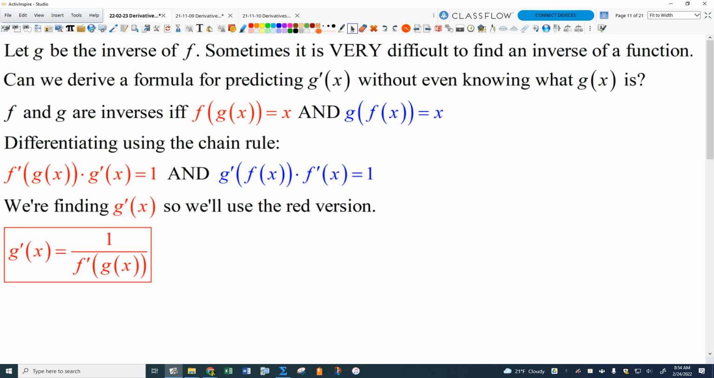If I solve this for g prime of x, our goal here is to know what is the derivative of the inverse function. If f is our regular function we're working with, and we need to know the value of the derivative of our function's inverse, then this is in the box, this is our formula. The derivative of the inverse function is equal to 1 over f prime of g of x.